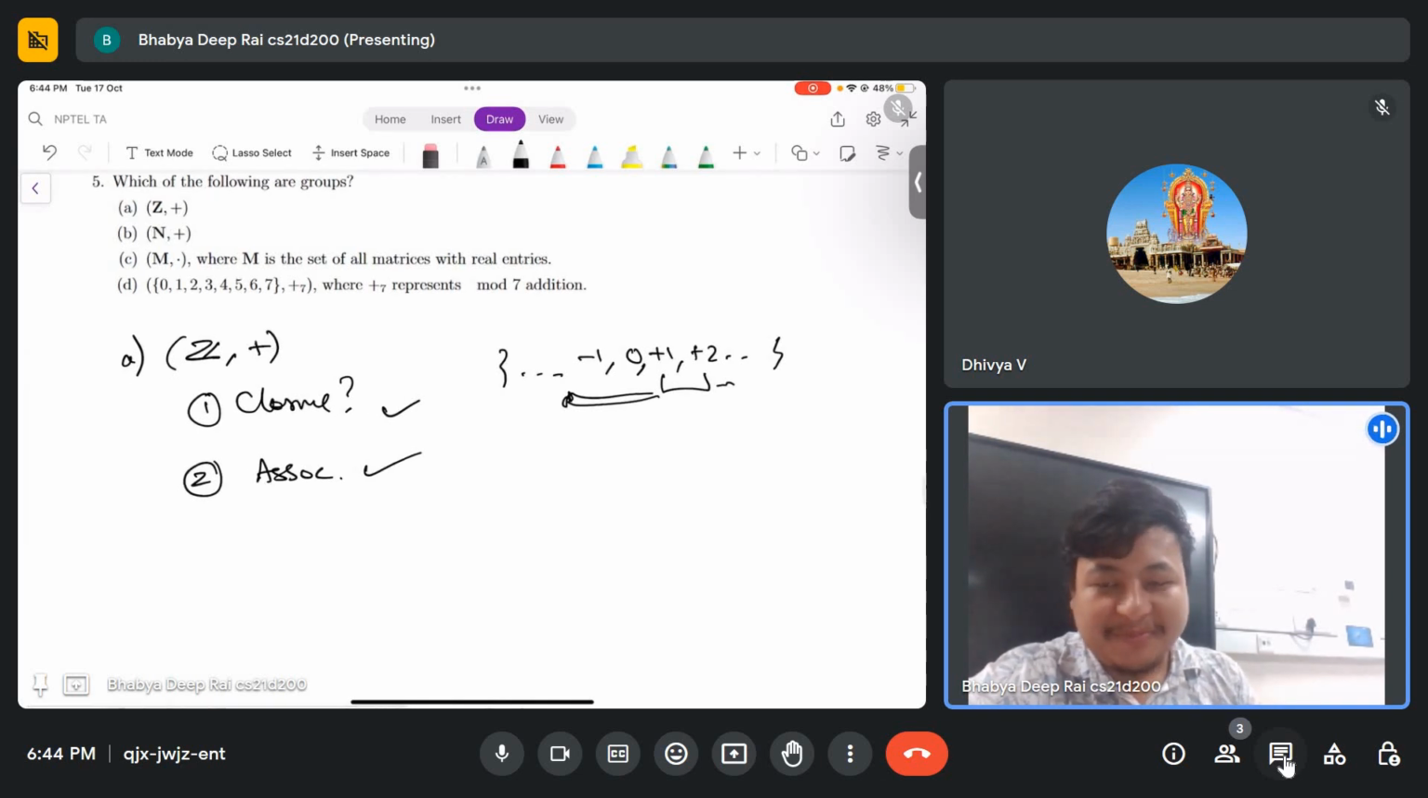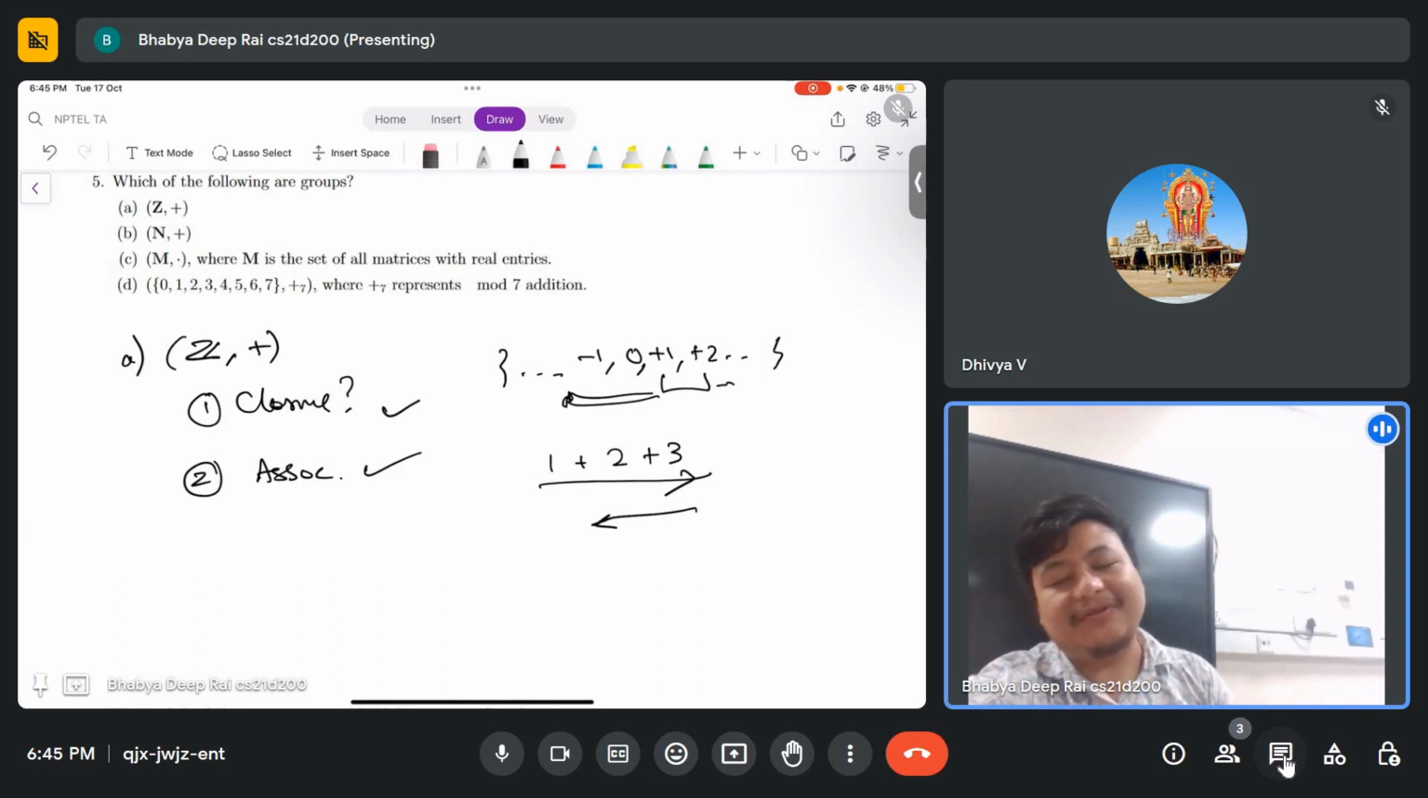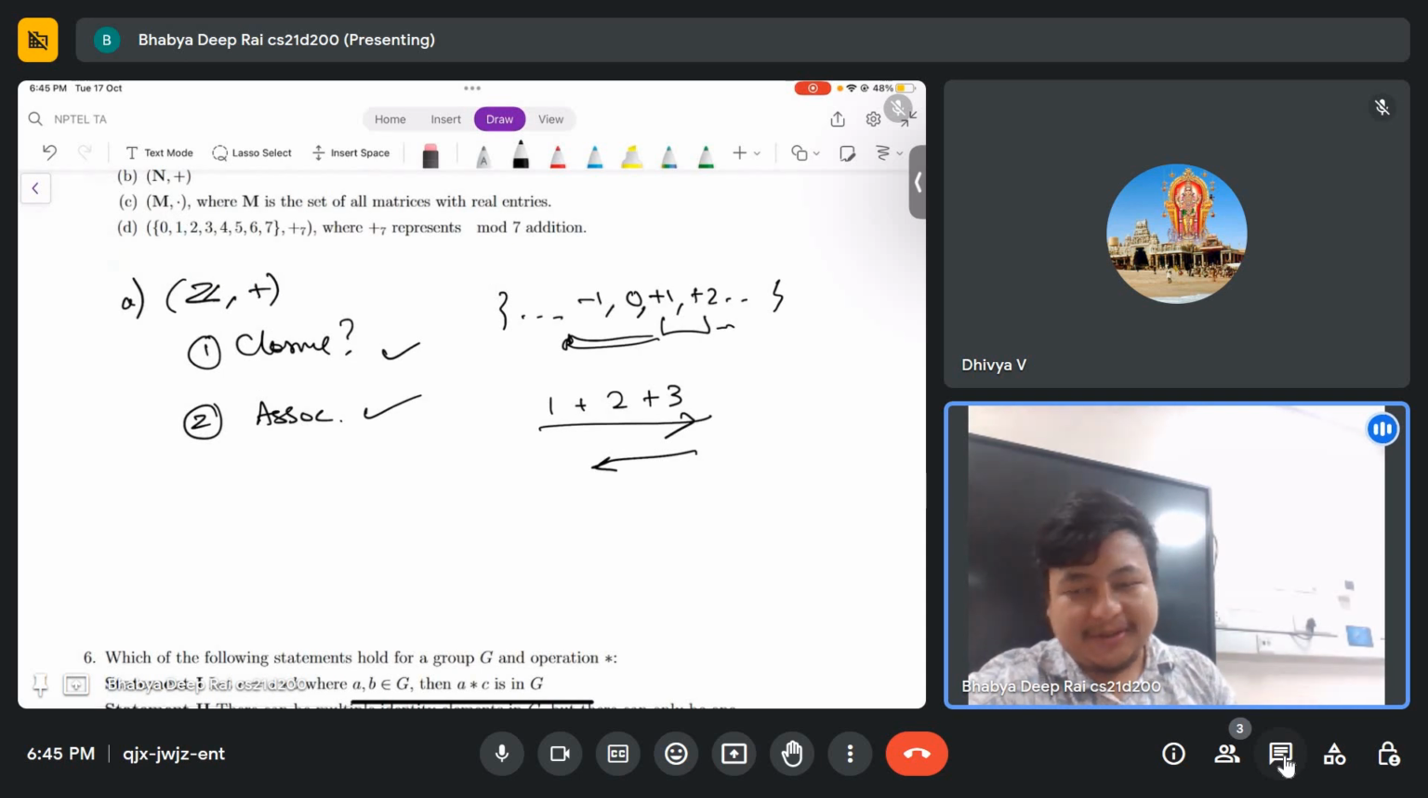When we do simple addition, if I tell you to add three numbers, 1 plus 2 plus 3, obviously it doesn't matter whether you do it in this direction or this direction. It doesn't matter whether you add 2 plus 3 first or 1 plus 2 first. So it does not matter. So it is associativity.